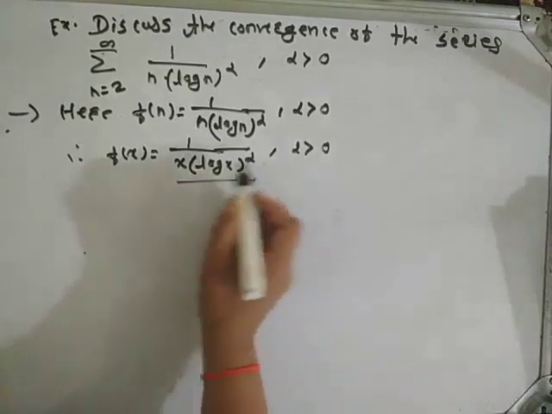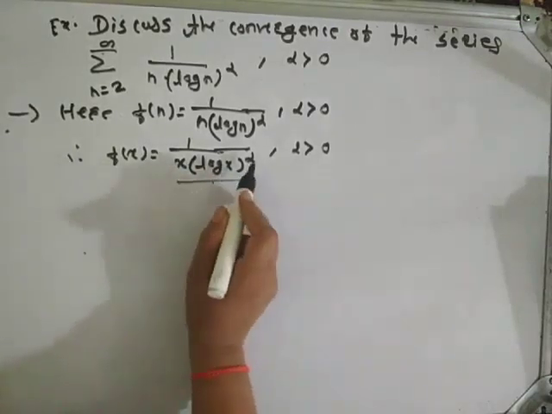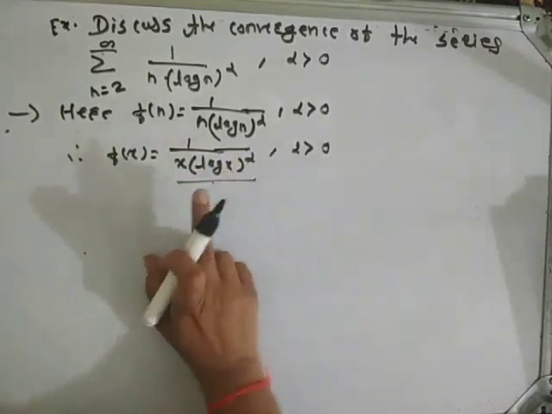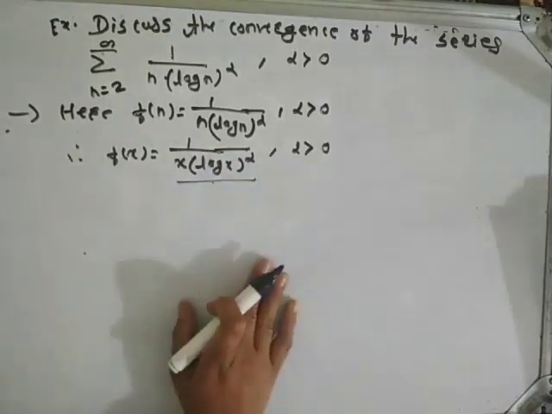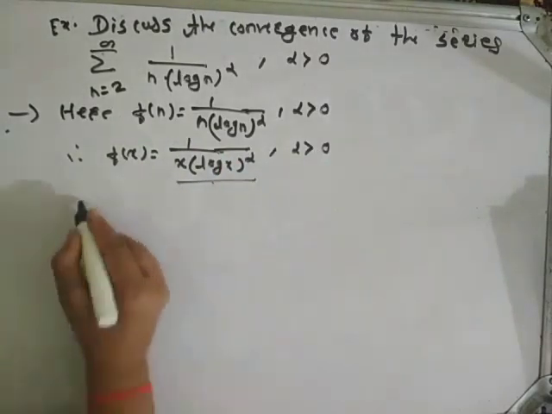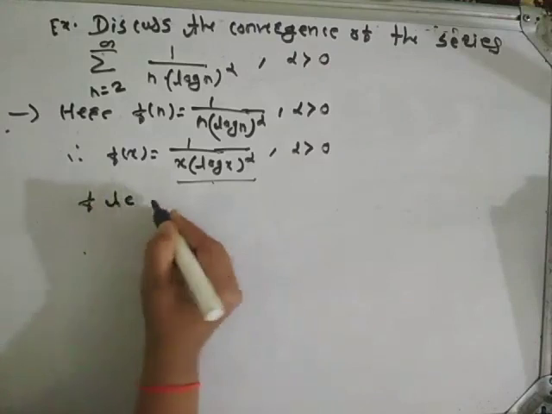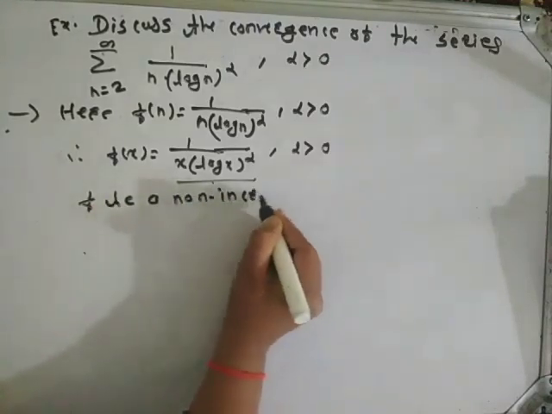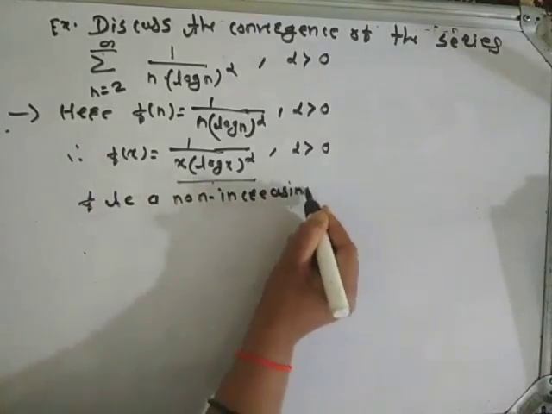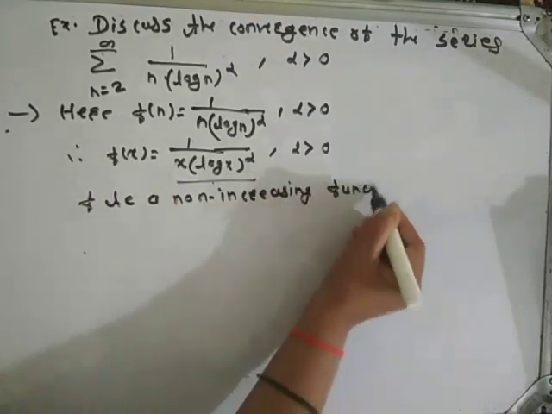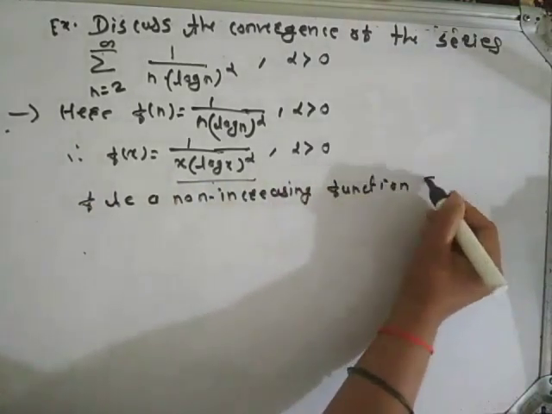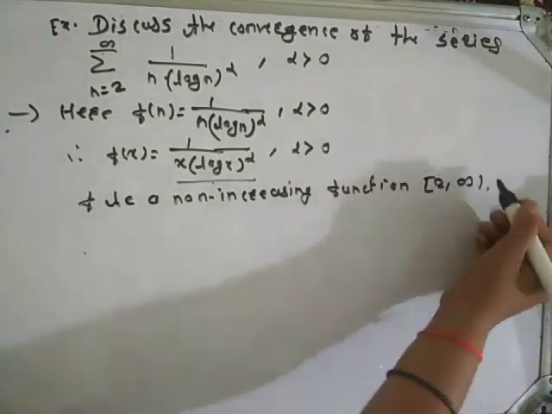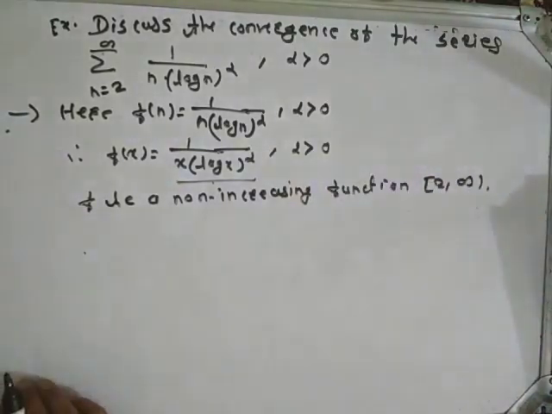See here students, as x into log x increases, 1 upon x into log x decreases. Means what? f is a non-increasing, means decreasing, function on the interval closed at 2, open at infinity.